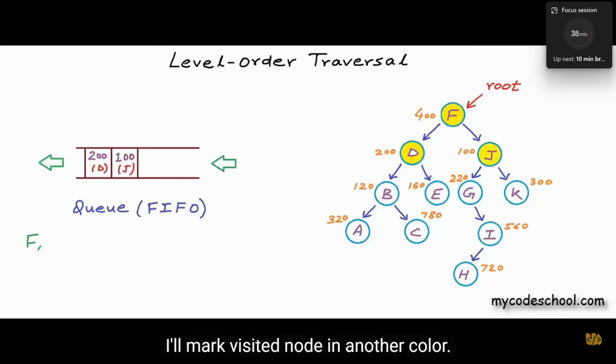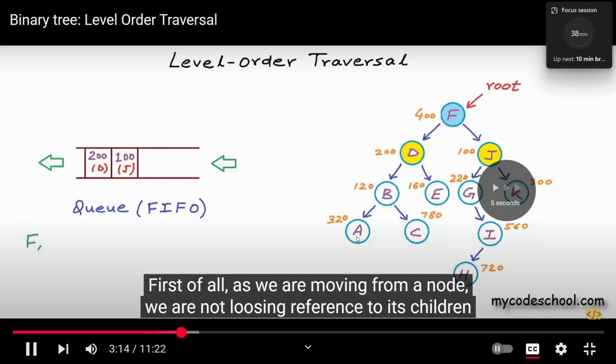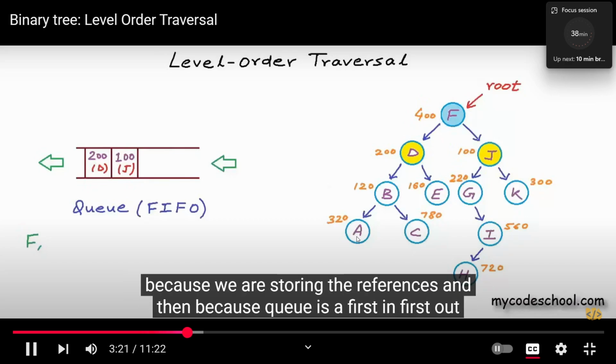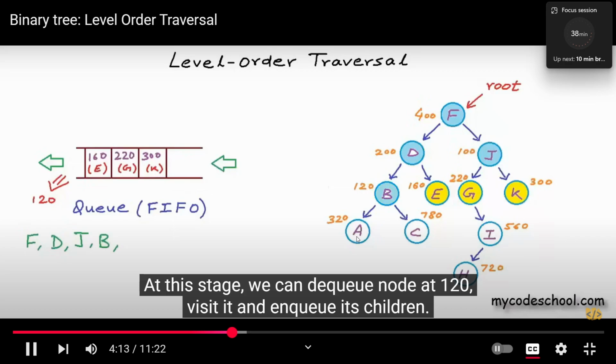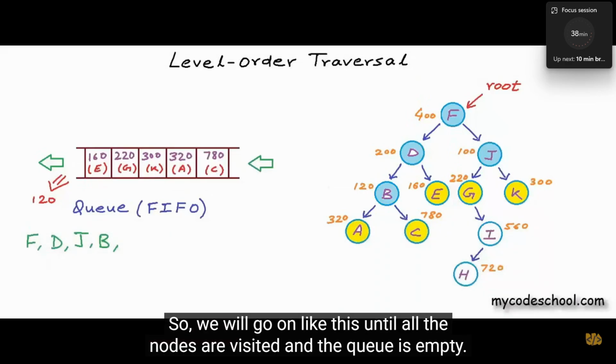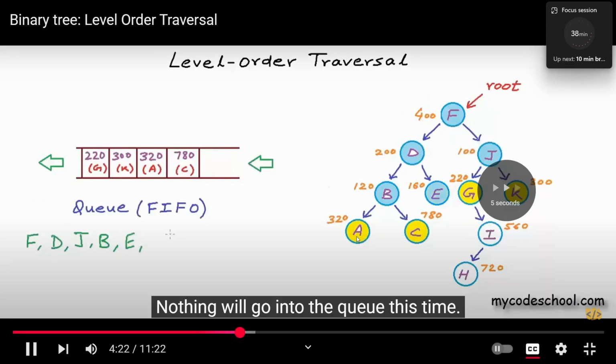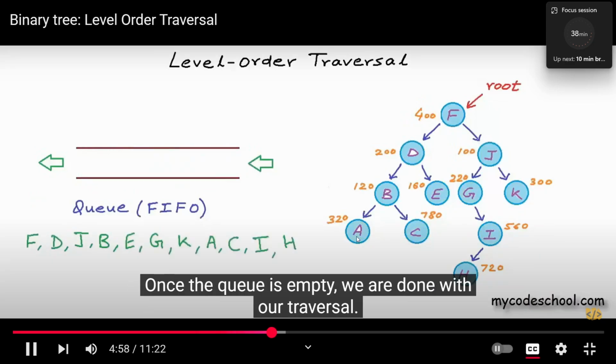I'll mark visited nodes in another color. Once again, we are not losing any reference because the queue holds the discovered nodes, and we enqueue its children. So we will go on like this until all the nodes are visited. And we are done with our traversal.